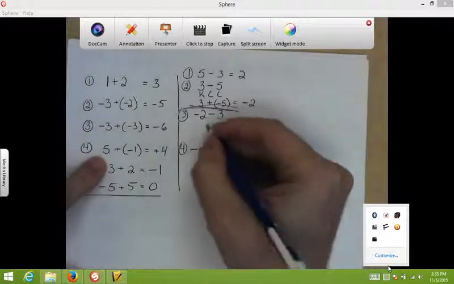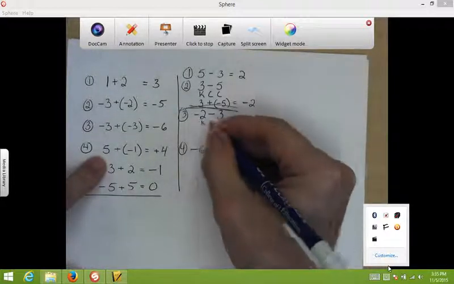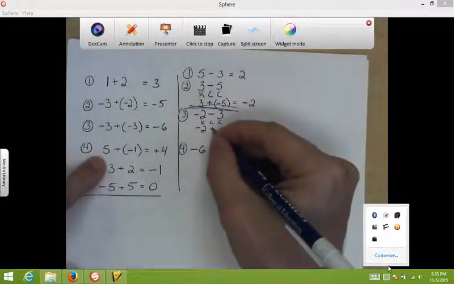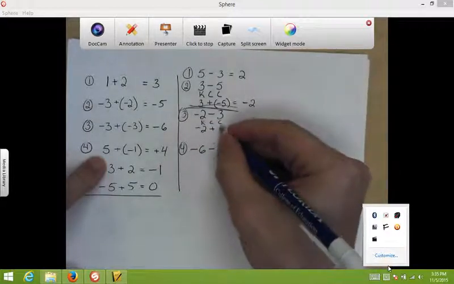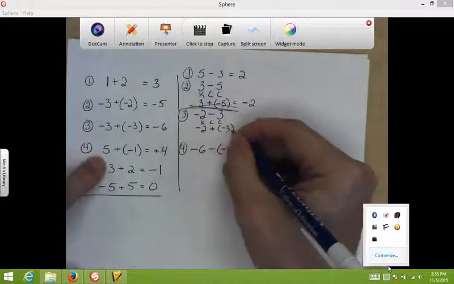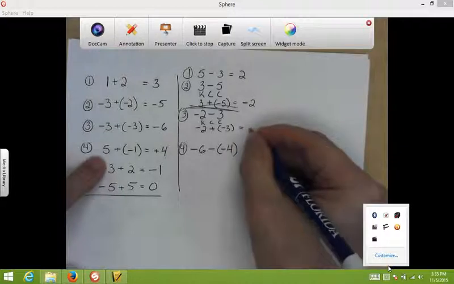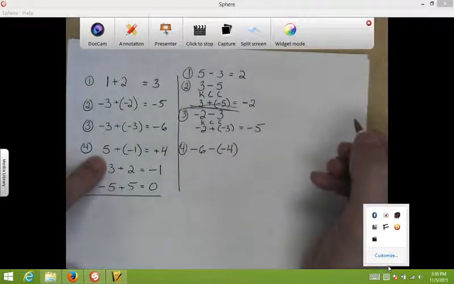Let's take a look at this one. Negative 2 minus 3. Keep, change, change. I'm going to keep this negative 2. I'm going to change this to plus, and I'm going to change this positive 3 to a negative 3. Now look, 2 negatives and 3 negatives, put them together, how many negatives you got? 5 negatives, and there's our answer.